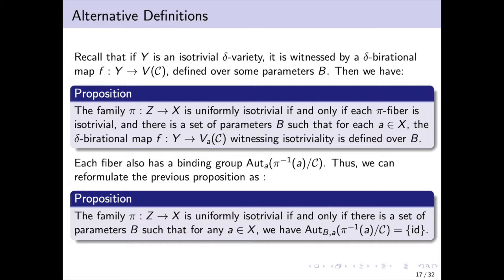So remember, if we have something isotrivial, we have this birational map defined over some extra parameters, and a family is uniformly isotrivial if basically I can pick the same parameters for every fiber. So I have a set of parameters B, such that the delta birational map witnessing isotriviality for any fiber is defined over B.